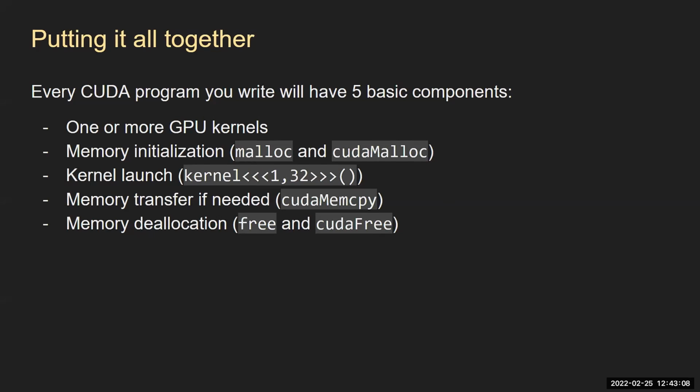Memory initialization. Malloc. You may need malloc if you're going to use host stuff. Definitely have to have cudaMalloc for CUDA variables. Kernel launch using that notation that we looked at before. Memory transfer if needed, so if you're going to send things back and forth. And then memory deallocation. Just like with host pointers, you have to deallocate your CUDA pointers. Otherwise, you have, well, an ill-formed program is the best way to put it. And that is pretty much it.